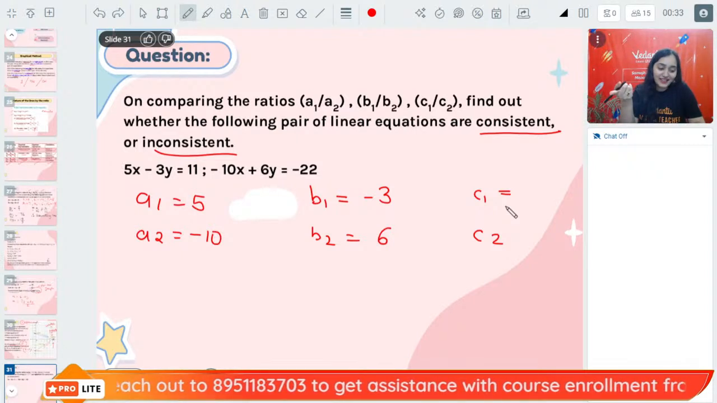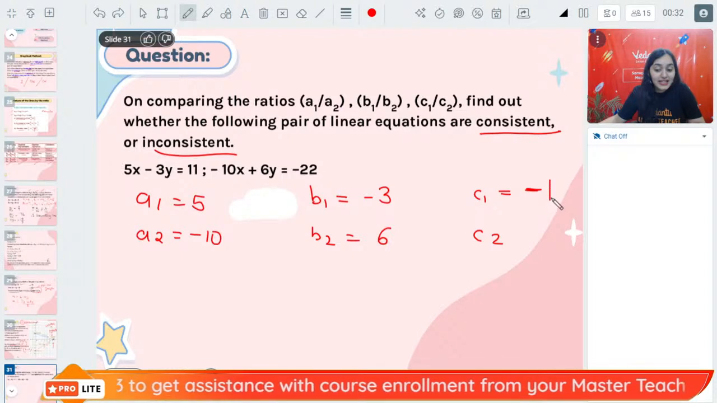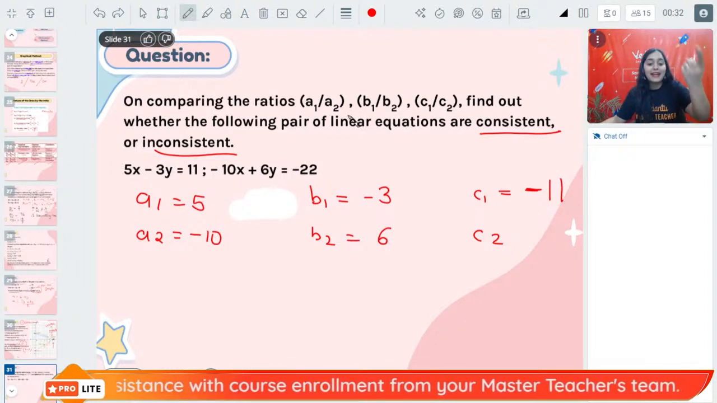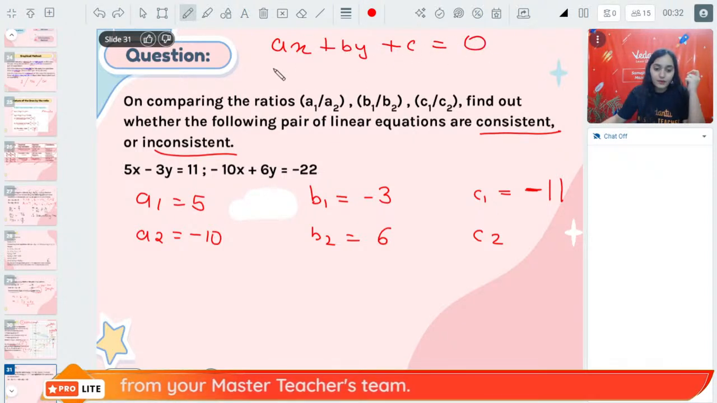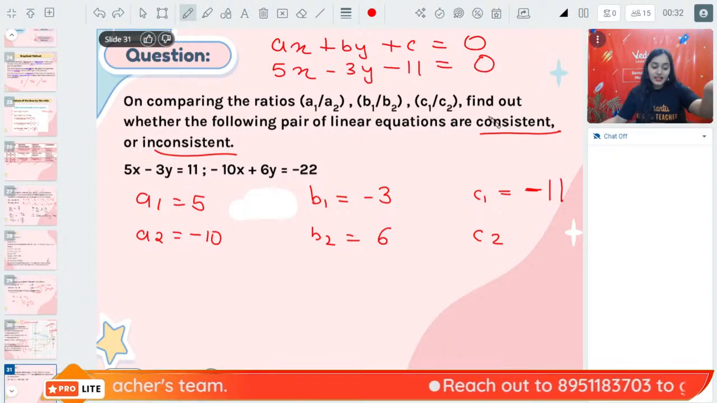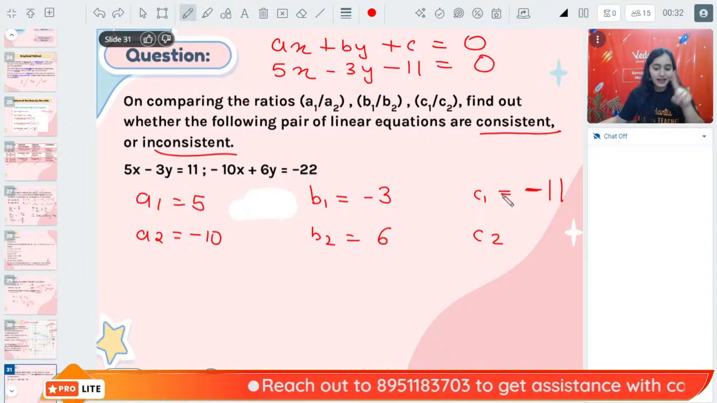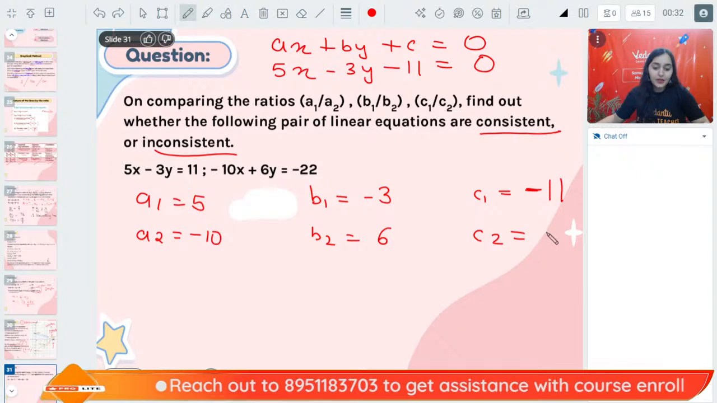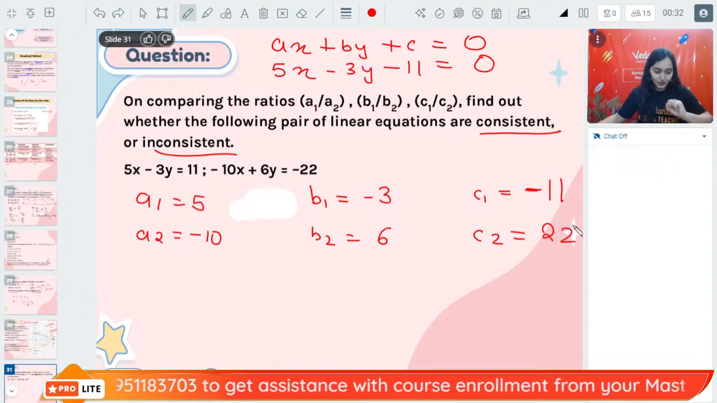-11 or +11? Think again. C1 is -11. How come -11? Because the standard form is ax plus by plus c is equal to 0. So 5x minus 3y minus 11 is equal to 0. So the C1 value is -11. It is not +11. Similarly, C2 value is +22, not -22.